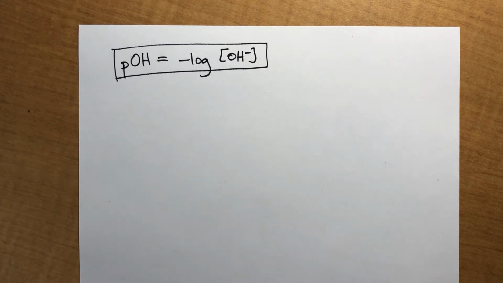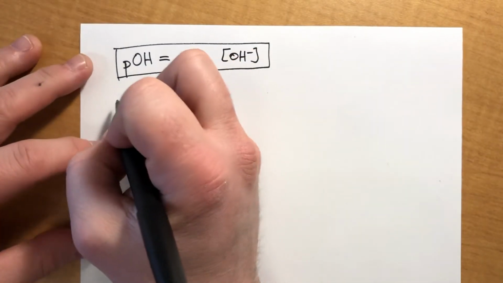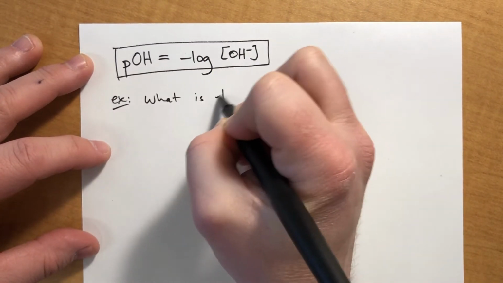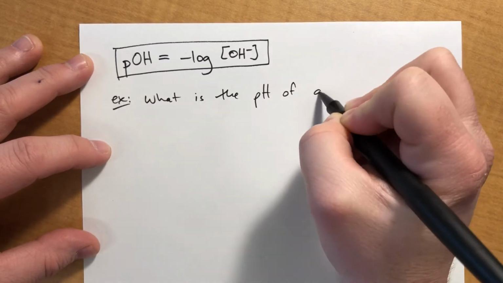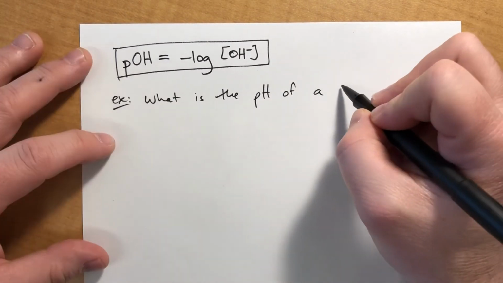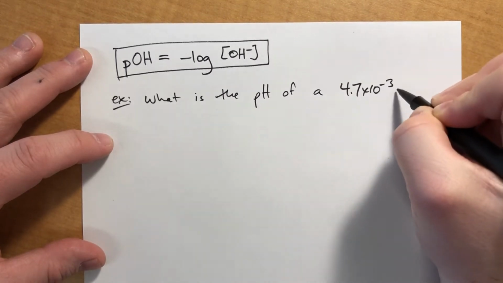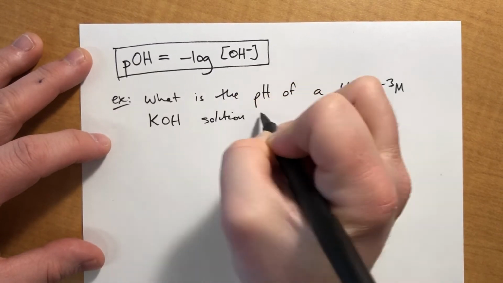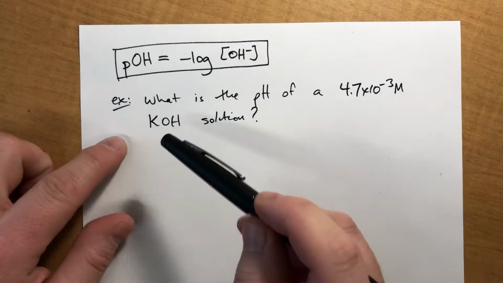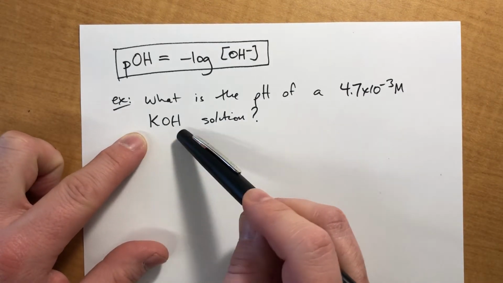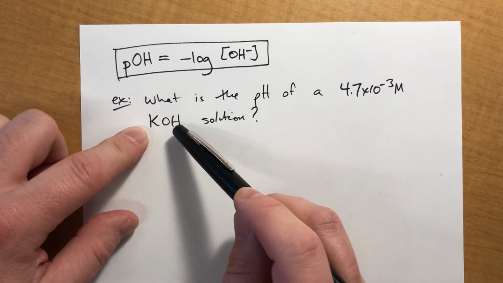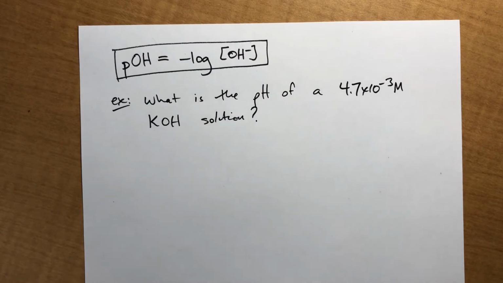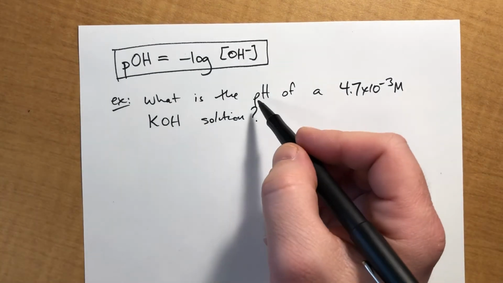So, I guess let's try an example of that, just so you have one in your notes. So we want to know, what is the pH of a, I don't know, 4.7 times 10 to the -3rd molar KOH solution? We said for strong acids that there were 7 to memorize. For bases, if it's a salt that will dissolve in water, potassium always dissolves, and OH minus is the anion, then it's a strong base.